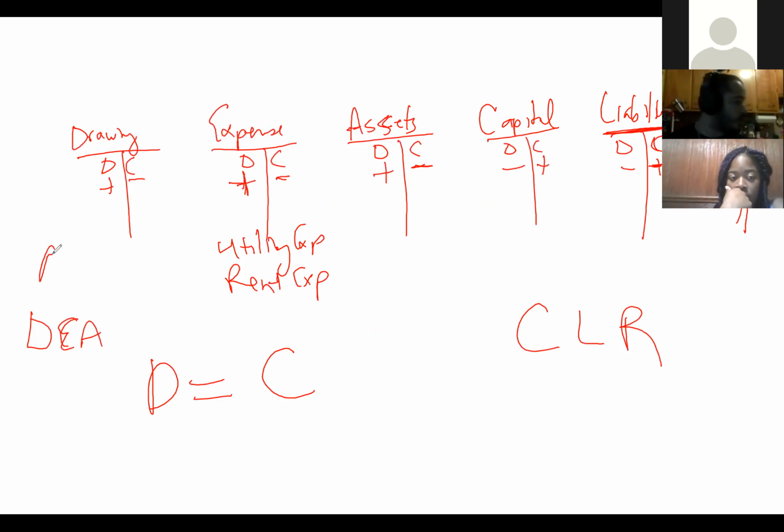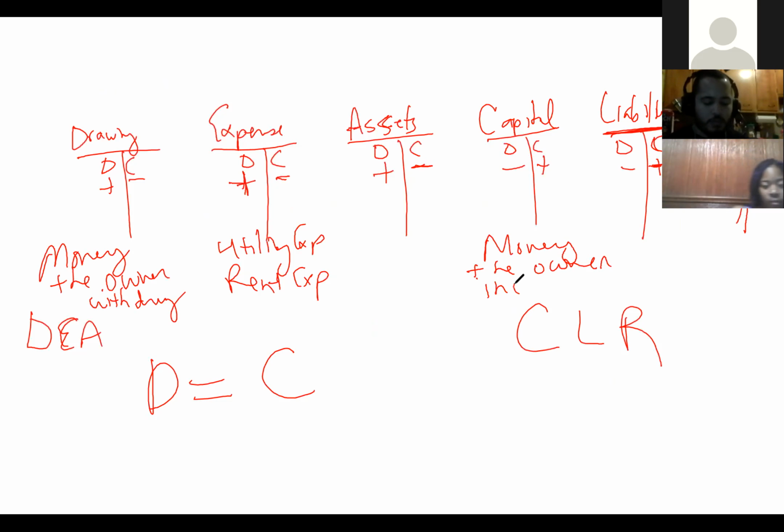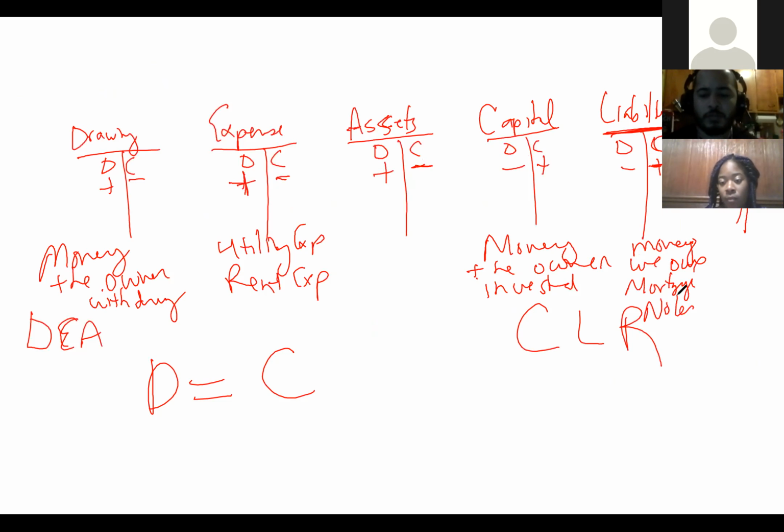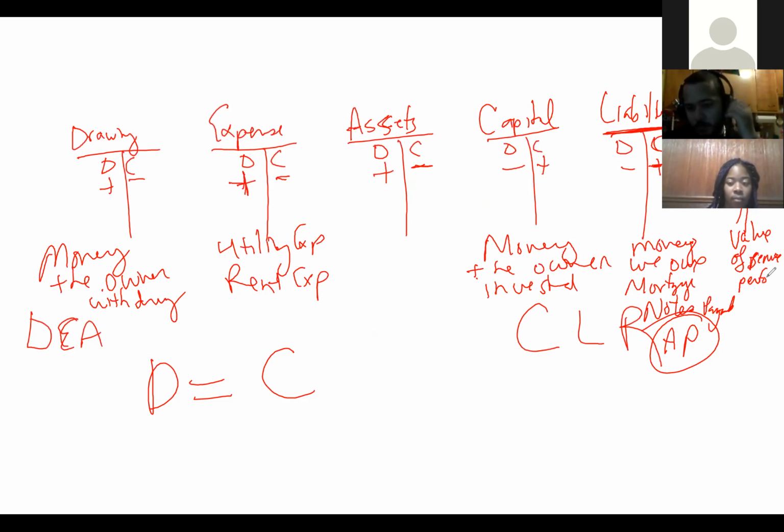Drawing is going to be money the owner withdrew. Capital is going to be money the owner invested. Liability is going to be money we owe. So it could be a mortgage, notes payable, or just regular old accounts payable. Okay. So accounts payable is a normal one that we use, and it just says, hey, we owe somebody this money. Revenue is the value of services performed. That definitely says services. Or products sold, or however else you choose to make money.